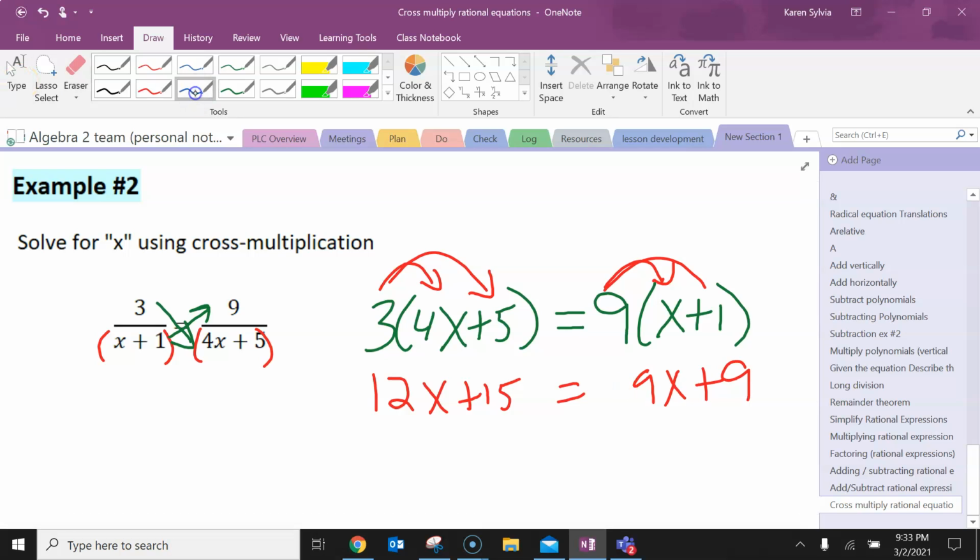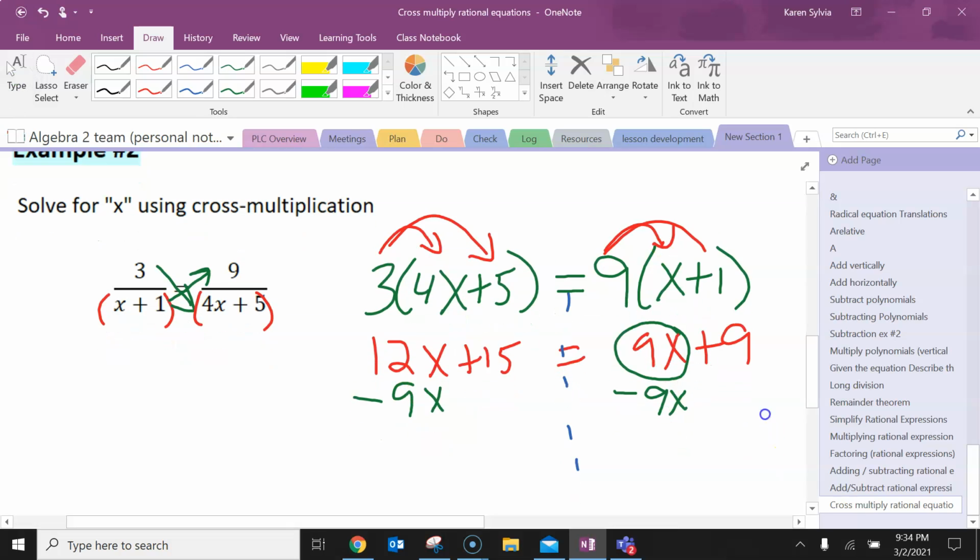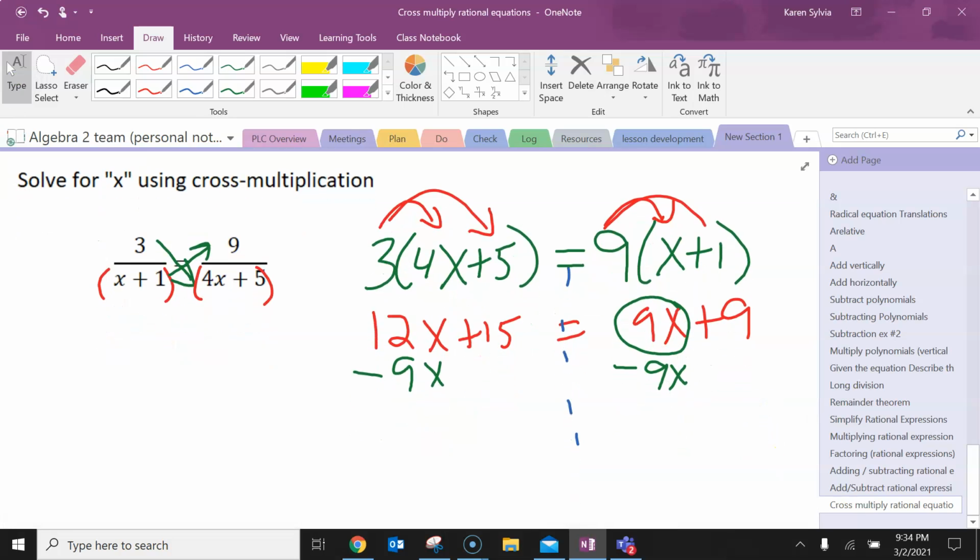Solving this equation, I've got a variable on either side of the equal sign, so I need to regroup. The easiest way to approach this is to bring the smaller one over to the same side as the larger one. So I'm going to subtract 9x to get from one side to the other. Whatever I do on one side, I must do to the other. That gives me 12x minus 9x gives me 3x plus 5 equals 9.